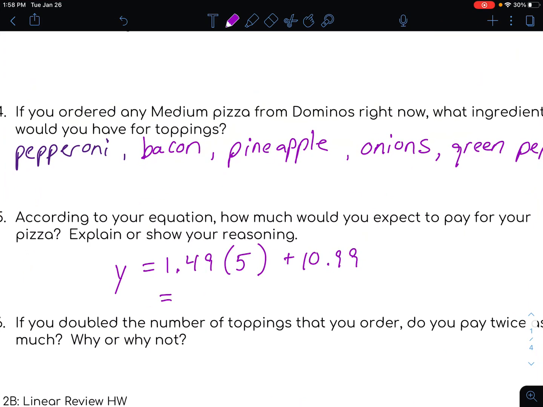That'd be kind of an expensive Domino's pizza. More like a Pizza Luce price right there, but that's all right.